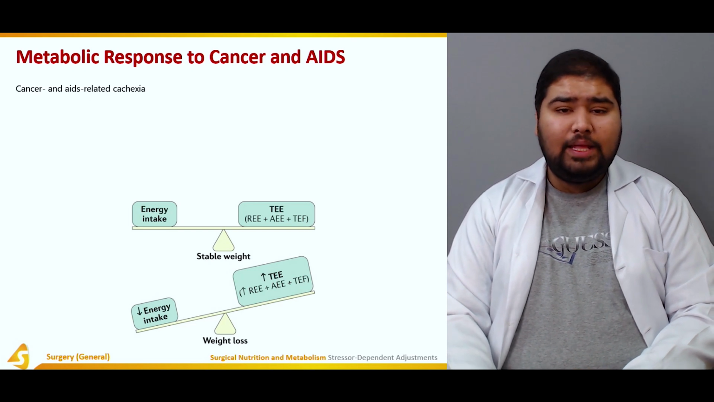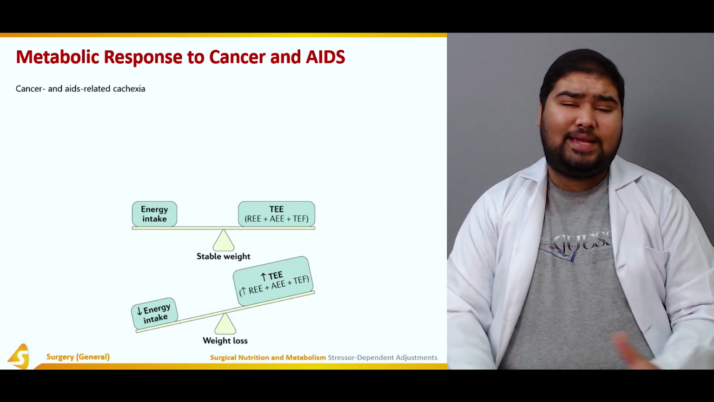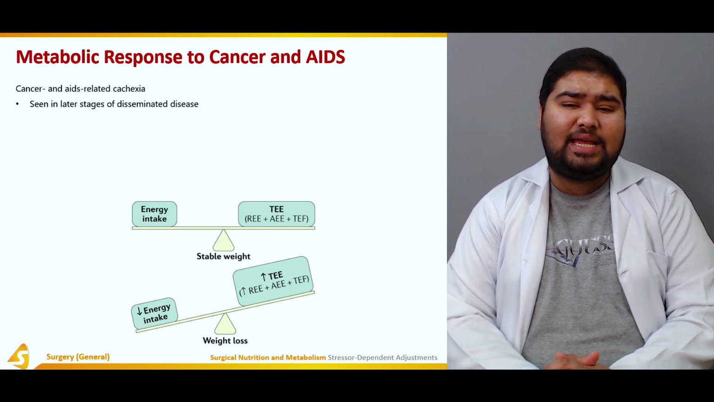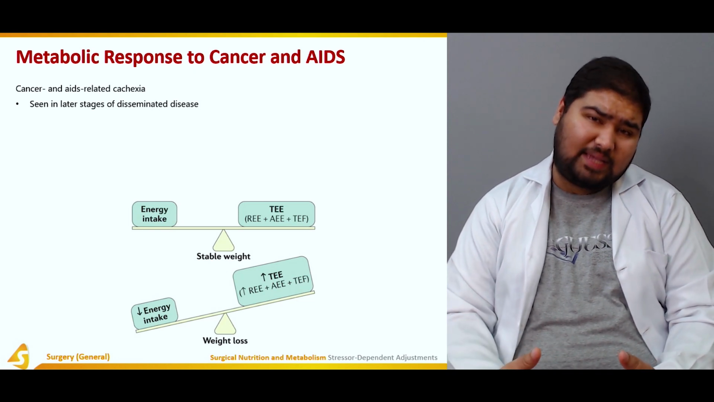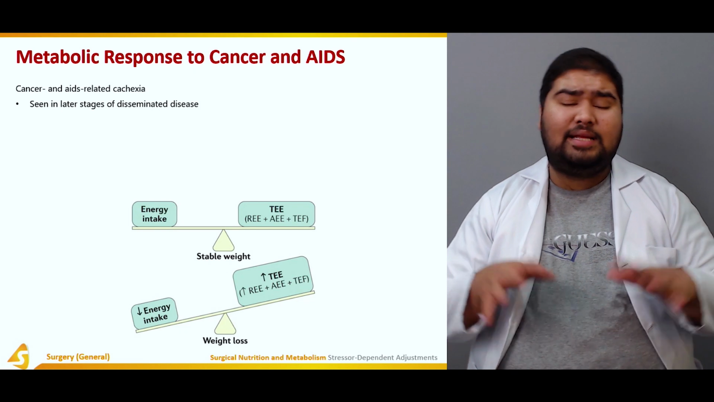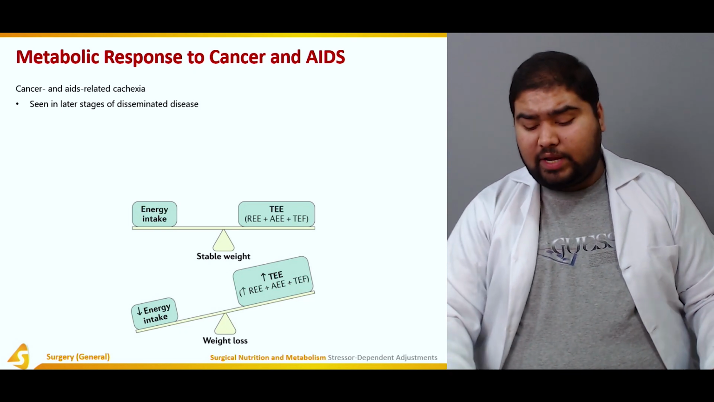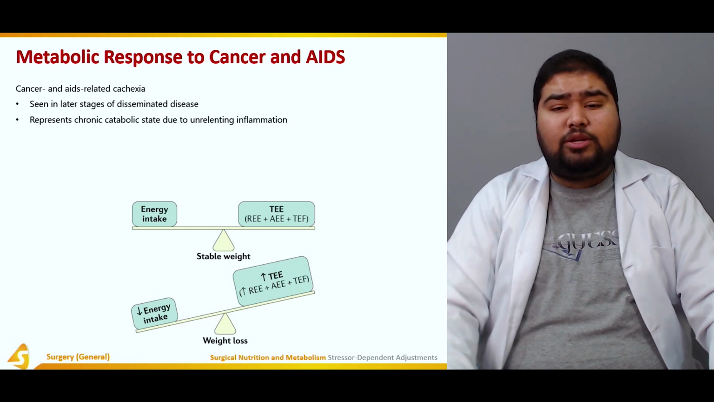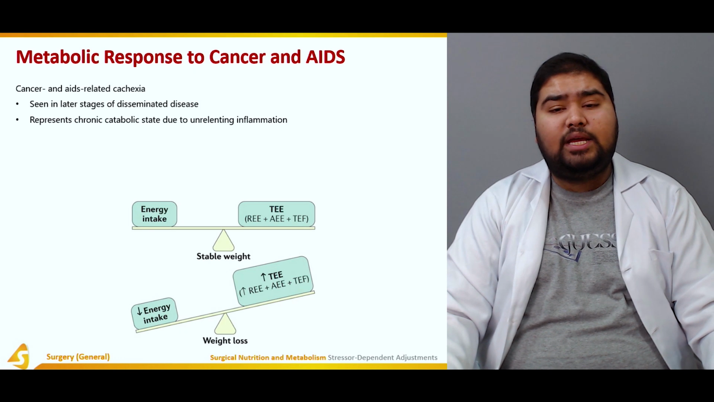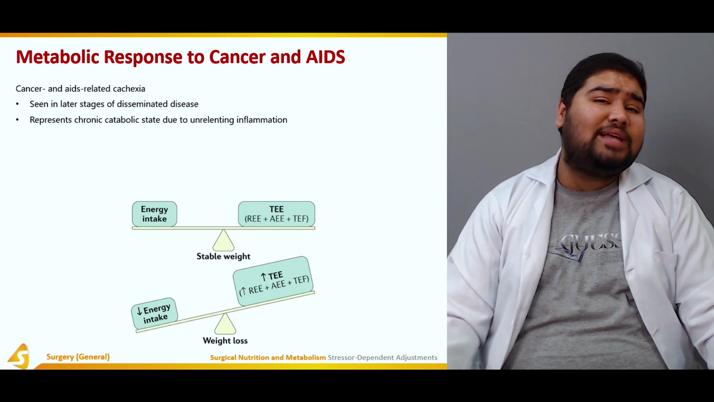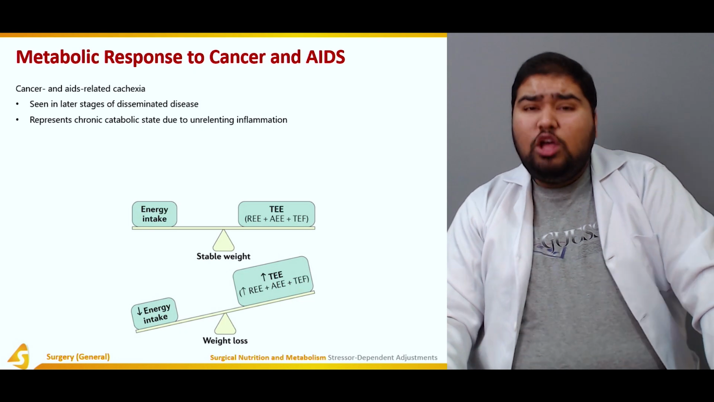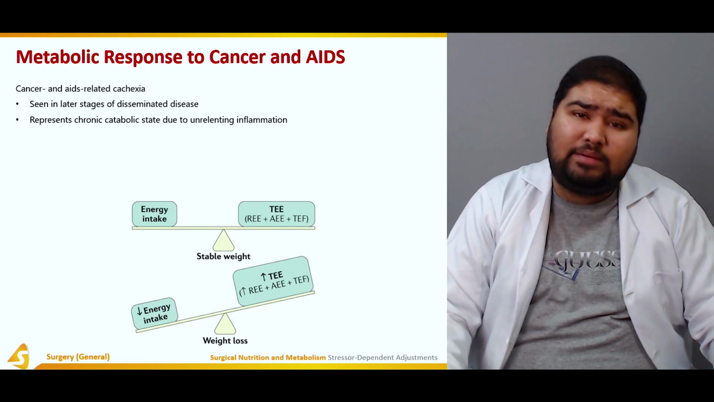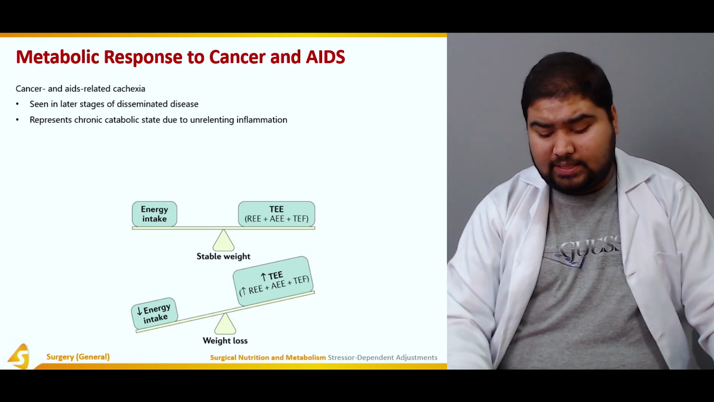Now, cancer and AIDS related cachexia. So what is cachexia? Cachexia is seen in the later stages of disseminated disease. Disseminated disease has spread throughout the body. So cachexia is actually wasting that can be seen with chronic conditions. It represents a chronic catabolic state due to unrelenting inflammation. The inflammation has been there for so long that it has now resulted in chronic catabolism, and this is known as cachexia.